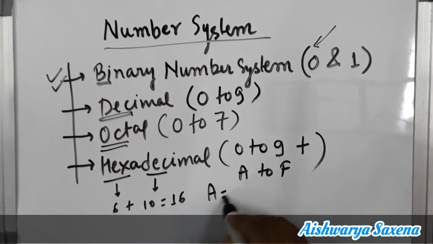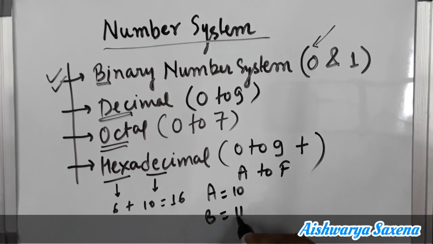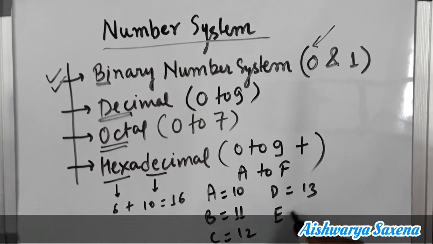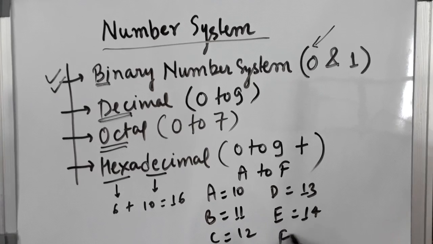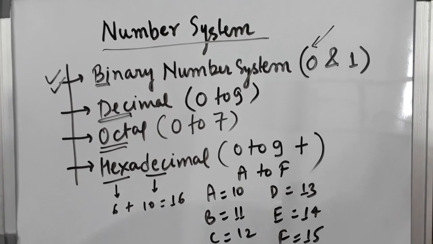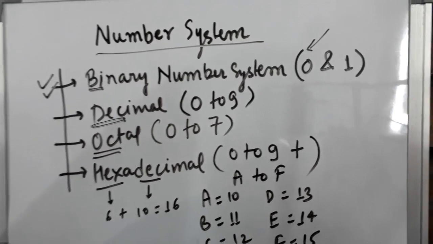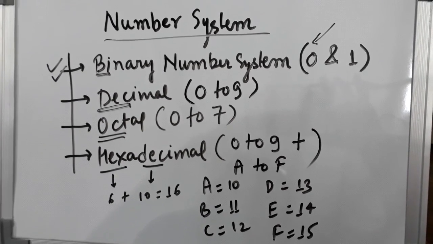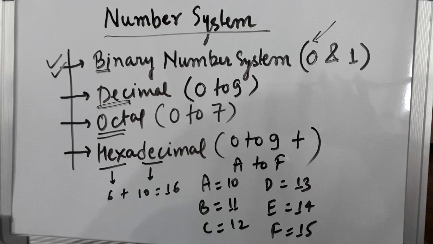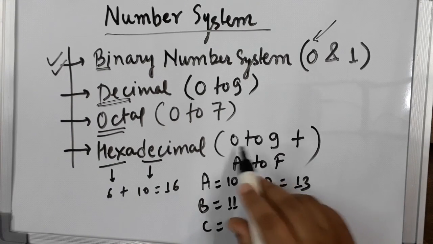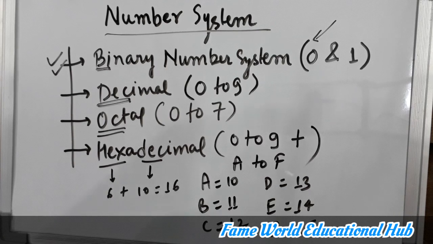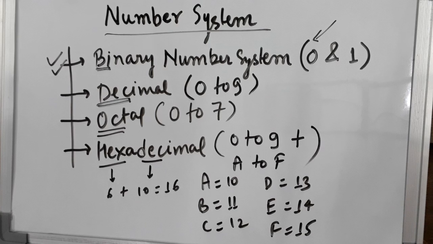Here A means 10, B means 11, C means 12, D means 13, E means 14, and F means 15. So A to F are the values between 10 and 15. 16 is not included because this number system starts with 0. So 0 to 9 is 10 digits, plus A to F, where A is 10 and F is 15. I hope this much is clear, how many number systems there are.